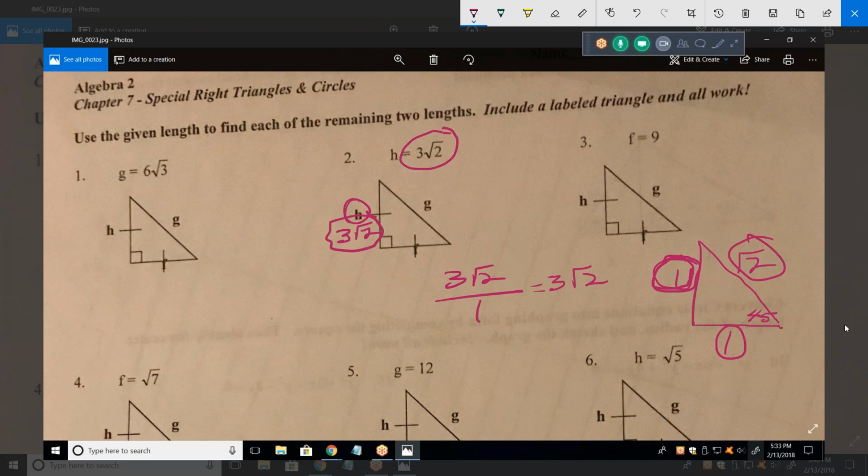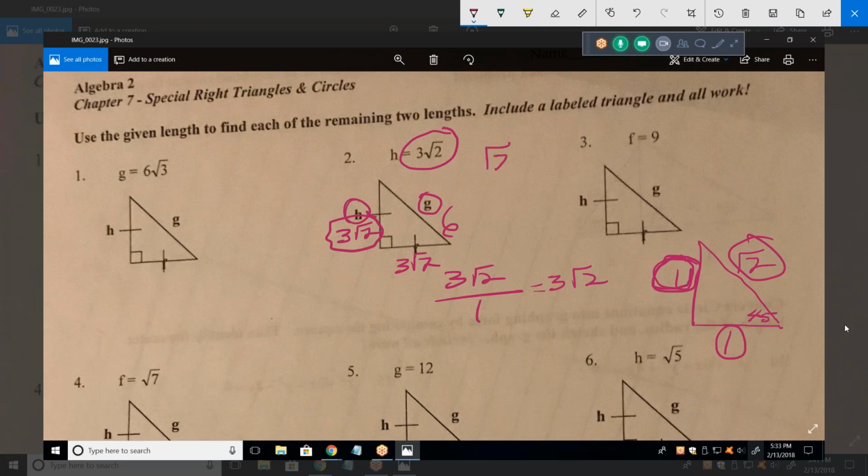Okay? So what does that make this bottom side? 3 root 2. And what does it make that side there? Well, what do we have to times it by? Root 2, correct? So what do you get? 3 root 4, which is 3 times 2. Okay, yeah.